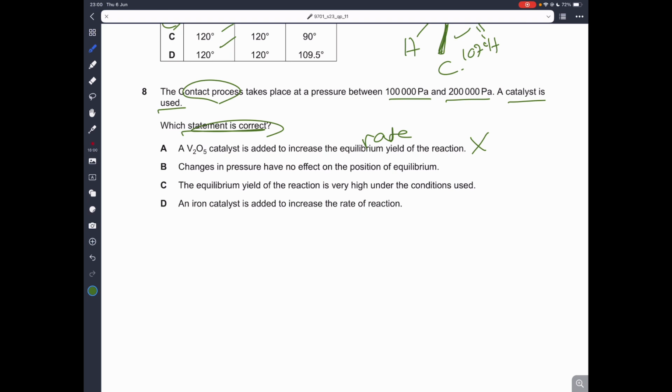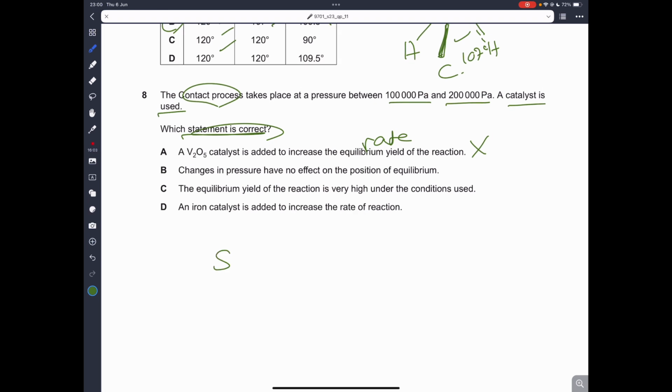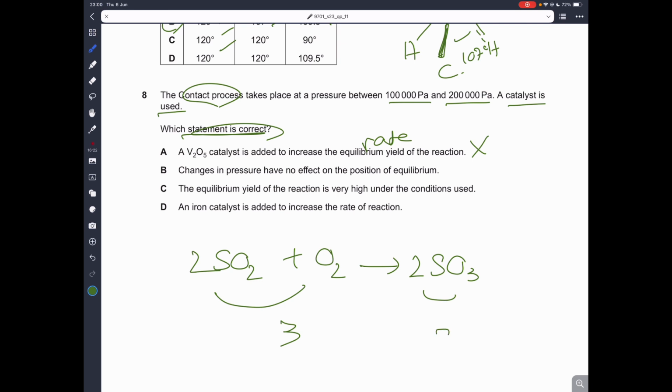Now we can write the equation. If you remember, in the contact process, sulfur dioxide, SO2, reacts with oxygen, turning into sulfur trioxide. We can balance it like this. There are 3 moles on this side, 2 moles on this side. So if you increase the pressure, or decrease the pressure, it can change the yield. It can change the position of equilibrium. So this is actually wrong as well.